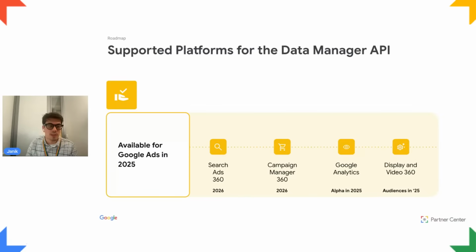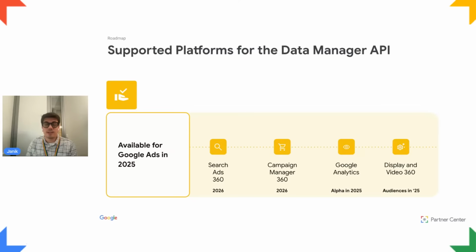So what is supported as of today? Google Ads is fully supported. So that means you can send conversions and also audience data to Google Ads. The other thing that is already supported is DV360 to send audiences, which is also already supported.